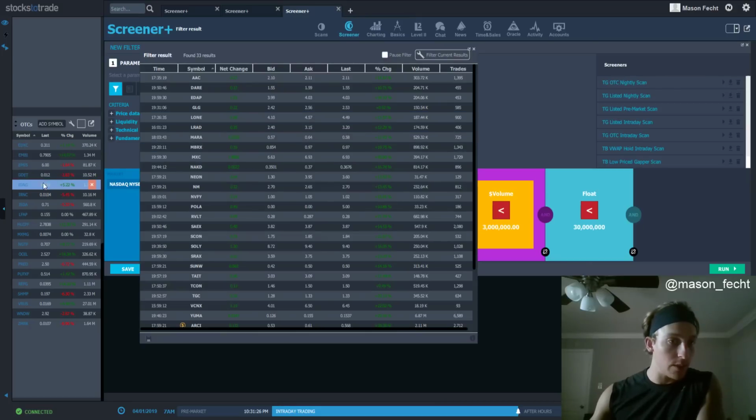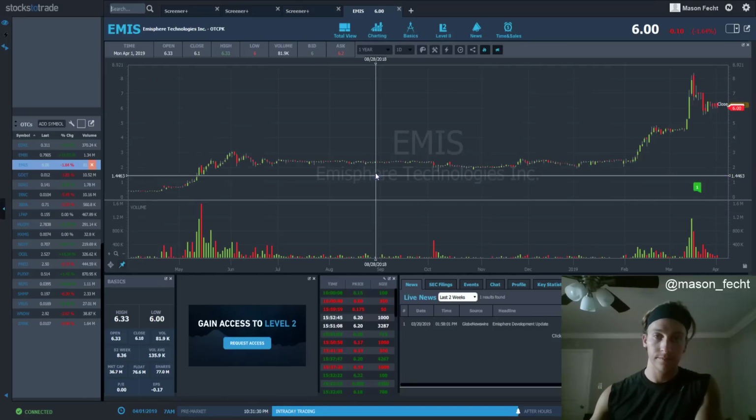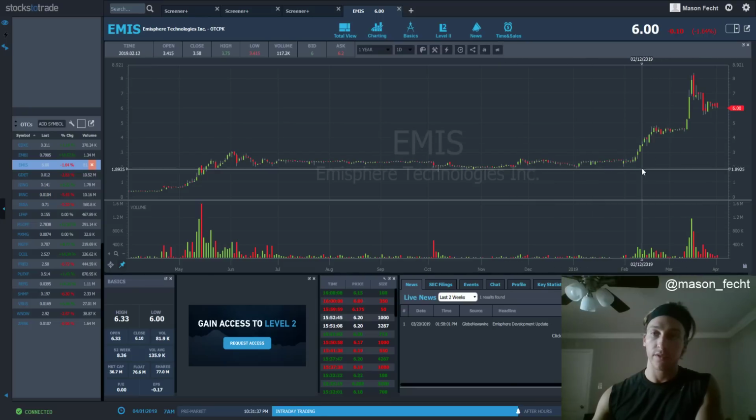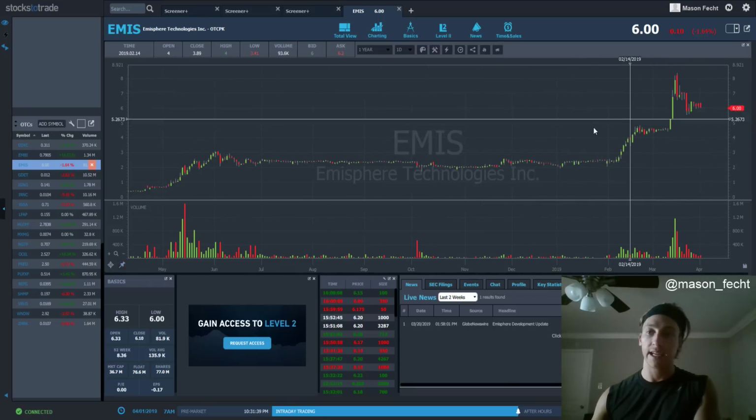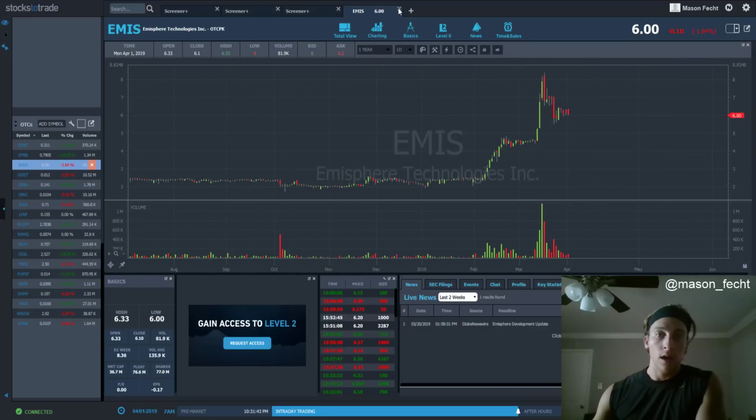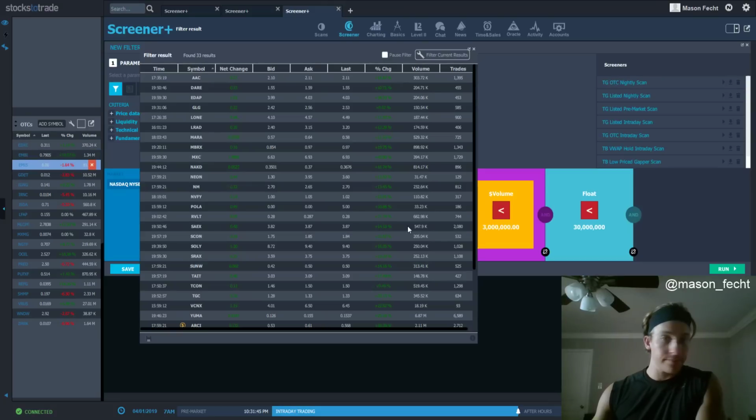EMBI, we already put that one on there. EMIS. This one went from 5 to like 850 over the course of a few days. Now it's just consolidating. For now, it's boring. I'm going to take it off.